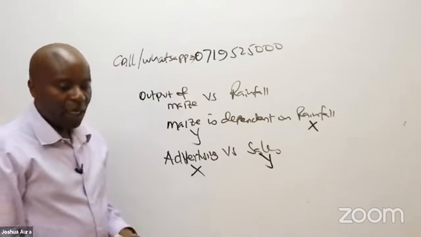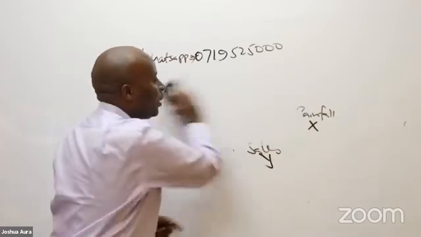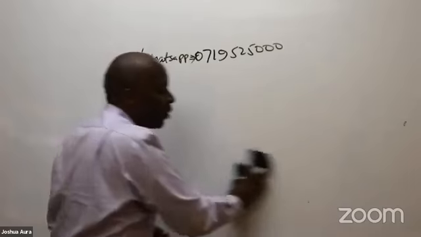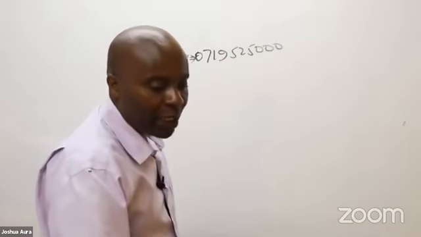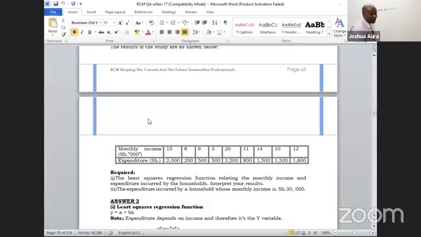It's very important. Like in this question, they have given us 2 very important variables, and if you are keen enough, you will be able to establish the dependency relationship very fast. They have given us monthly income versus expenditure. So between the two, which one depends on the other?